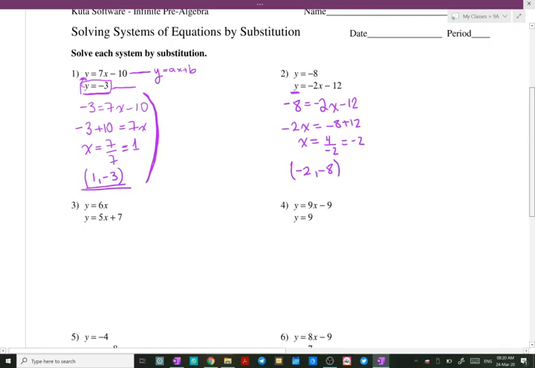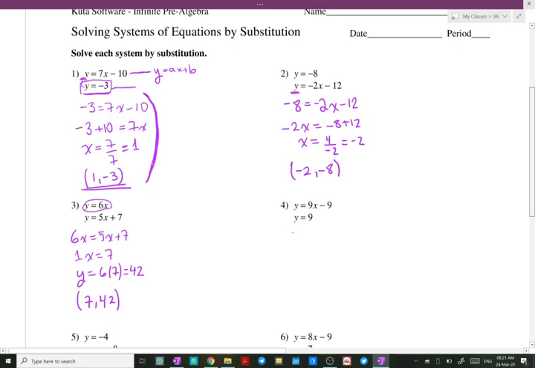Number 3, we have 6x is equal to 5x plus 7. So 1x is equal to 7. Then we take the x and replace it in the first equation. So y is equal to 6 times 7, which is equal to 42. So my first value, which is x, is 7 and the y is 42.